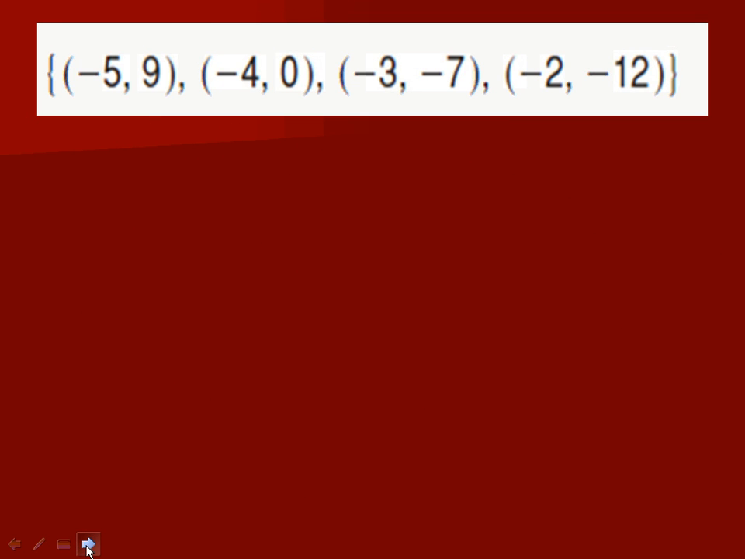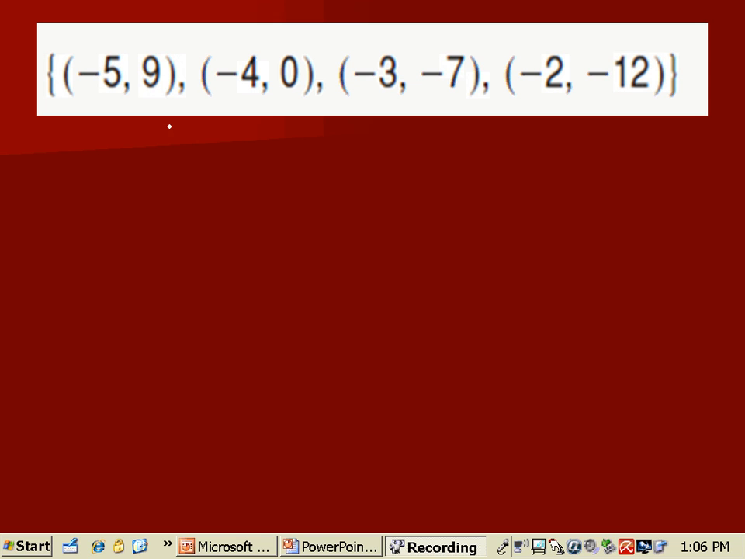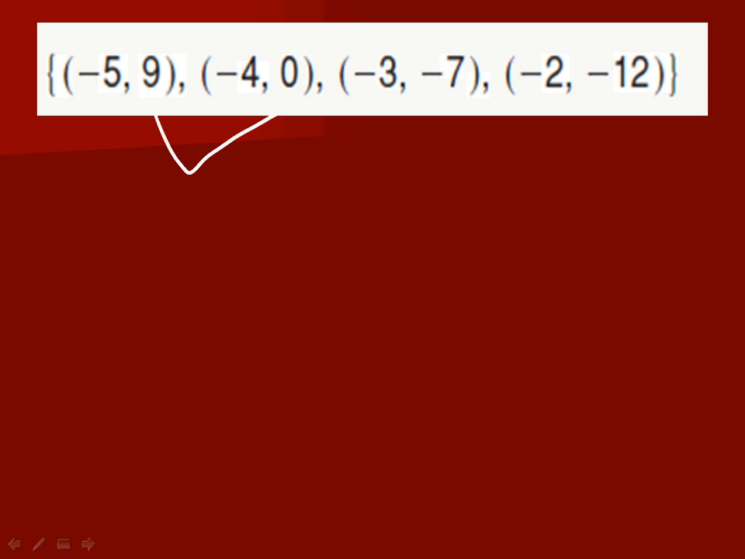Okay, we are moving down to the next one. This is our third problem. Write it down as a table or ordered pairs. Let's check the linearness. 9 to 0 is going down 9. 0 to -7 is down 7. -7 to -12 is down 5. Is it linear? No.